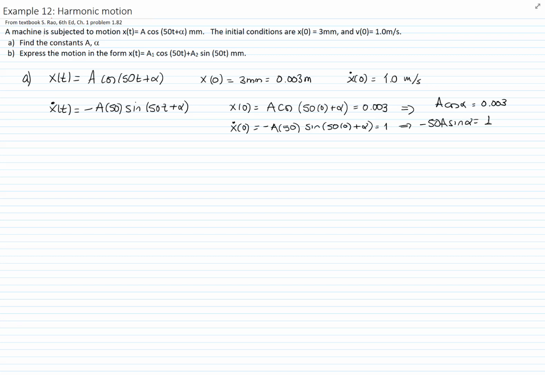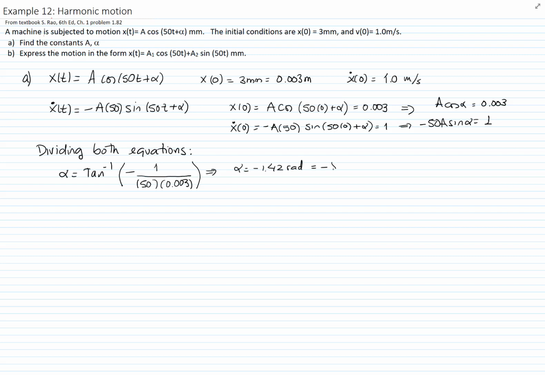If we divide these two equations, using the tangent function, we get that alpha is the inverse tangent of 1 over 50 times 0.003. That gives me an angle of negative 1.42 radians or negative 81.47 degrees.